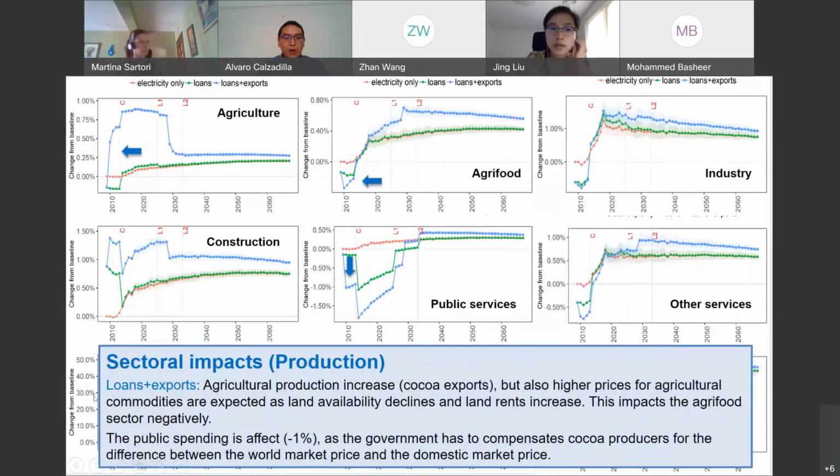And finally, in the loans plus export scenario, agricultural production increases a lot because of the cocoa exports, but also higher prices for agricultural commodities are expected as land availability declines and land rents increase. And for that reason, we can see that the agri-food sector is negatively affected, and this is also happening in the industry sector. And the government spending, on the other side, declines by around 1%. And this is because the government has to compensate the cocoa producers because of the difference between the world price and the domestic price.